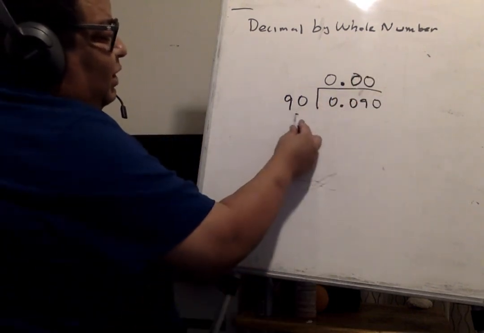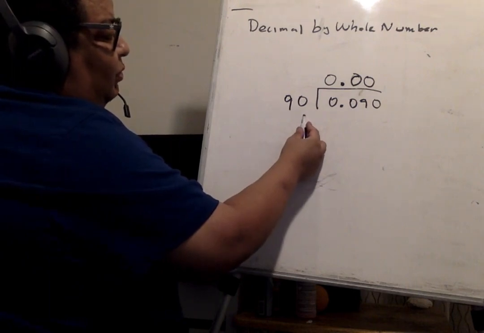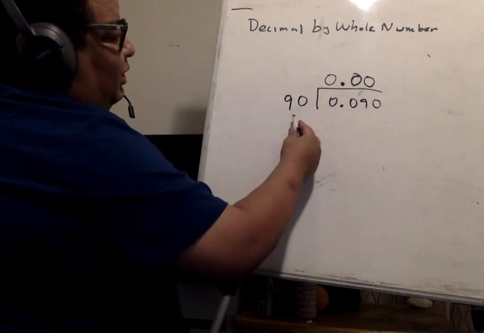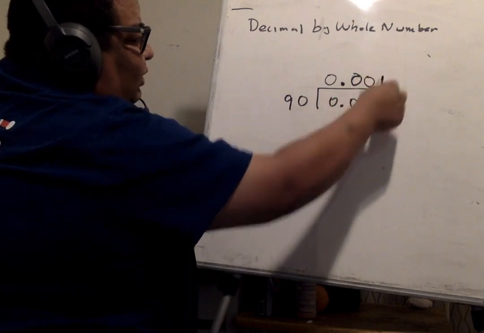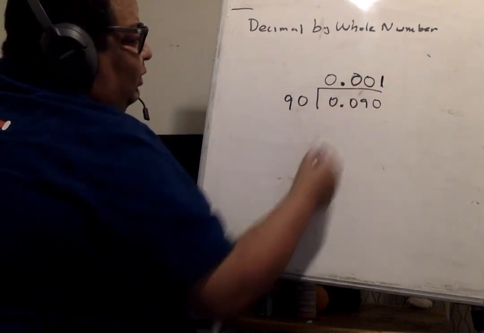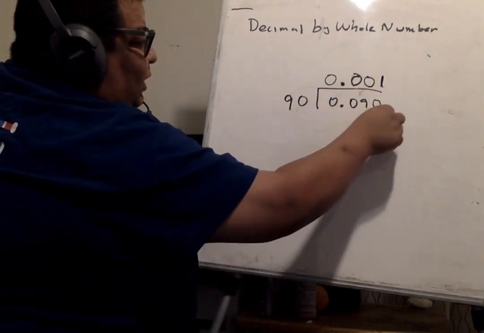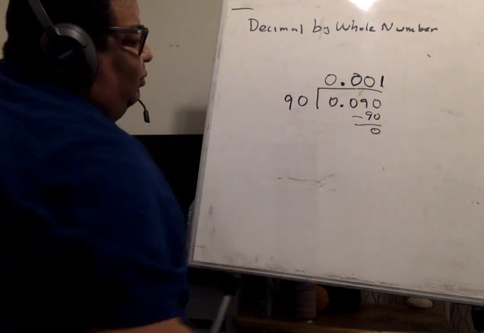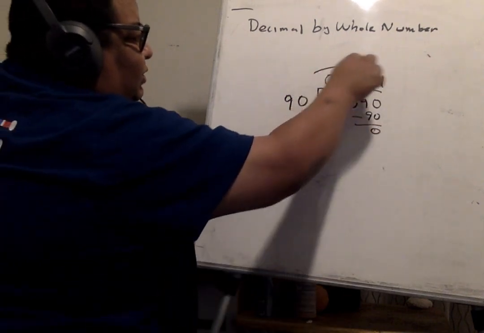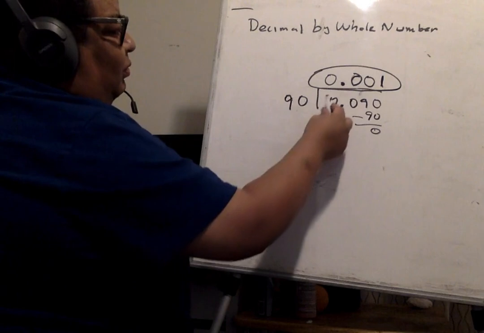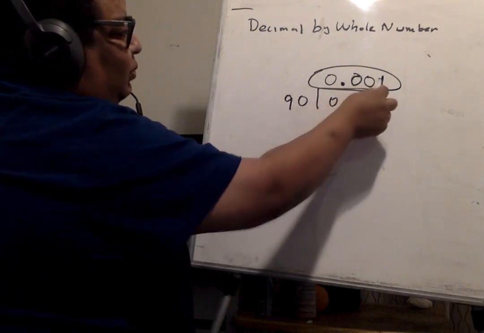Now we bring down the other 0. Okay, so that's 90 goes into 90. Yes, how many times? 1 time. So put a 1 here. And then 90 times 1? 90. 90 minus 90 is 0. Remainder 0. So we found our answer, which is 0.001.